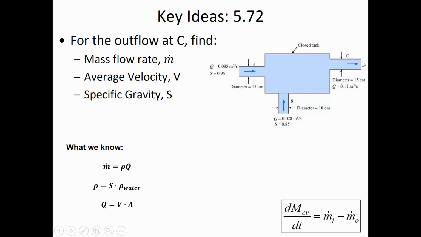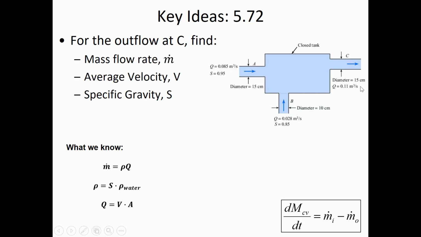So the diameter is given. You can find the cross-sectional area, A, and Q equals VA. So, any questions about this application?